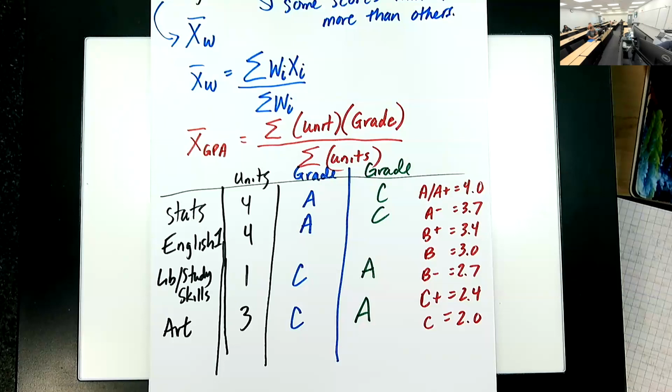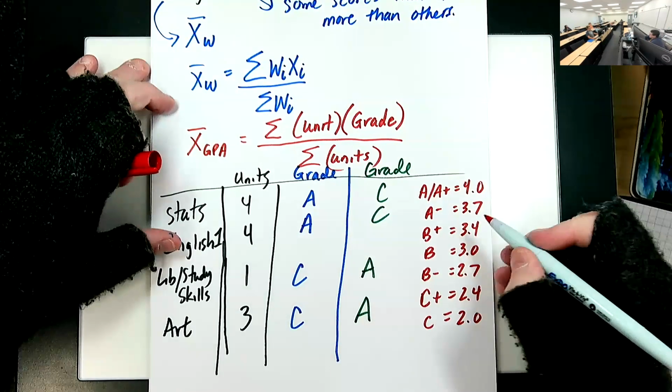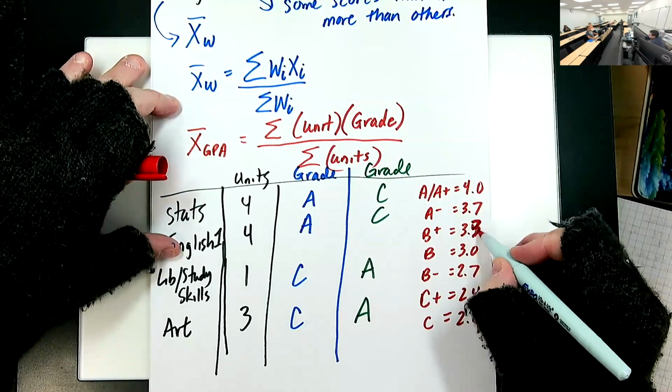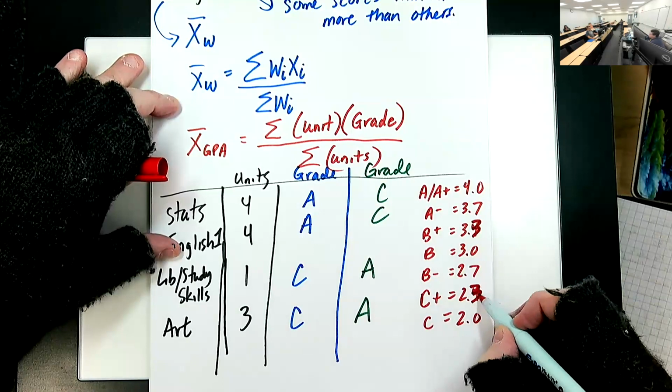Point value for B plus, that would, or B minus. No, B plus. 3.3, it's not 0.4, it's 0.3. And that makes the C plus 2.3.